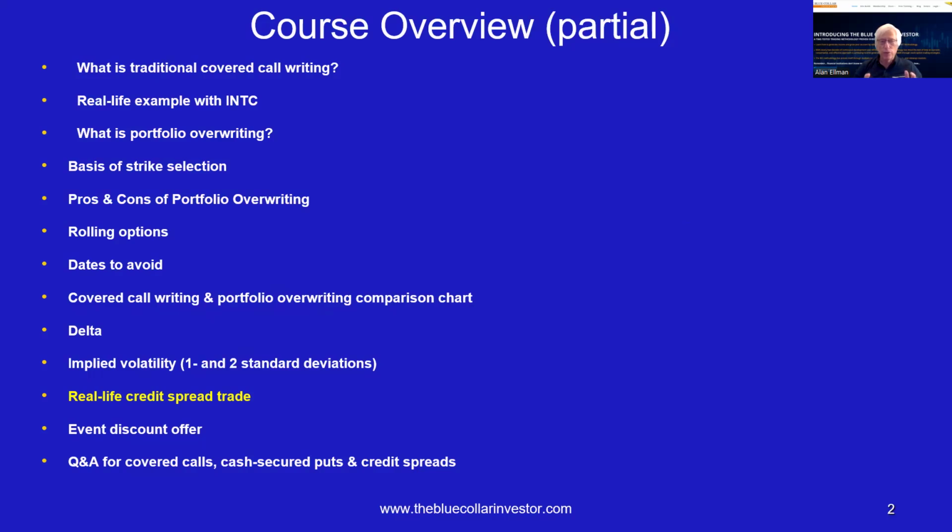Then we're going to introduce some really important metrics. First, delta, and then implied volatility using both 1 and 2 standard deviation metrics. As I said, Barry will share with you a real-life credit spread trade.